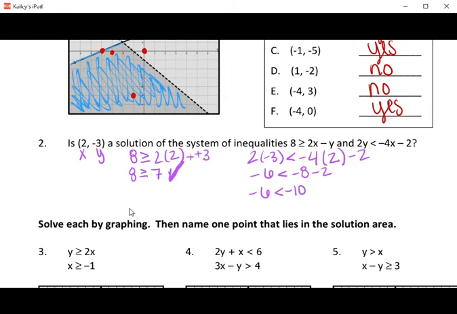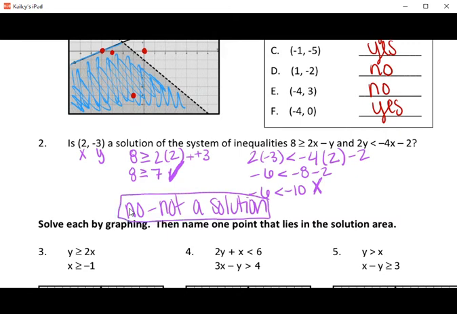So think to yourself, is negative 6 less than negative 10? No, it's not. So since this ordered pair does not make a true statement for this second inequality, that means no, it is not a solution. It has to make true statements for both inequalities in order to be a solution. And this one is not.